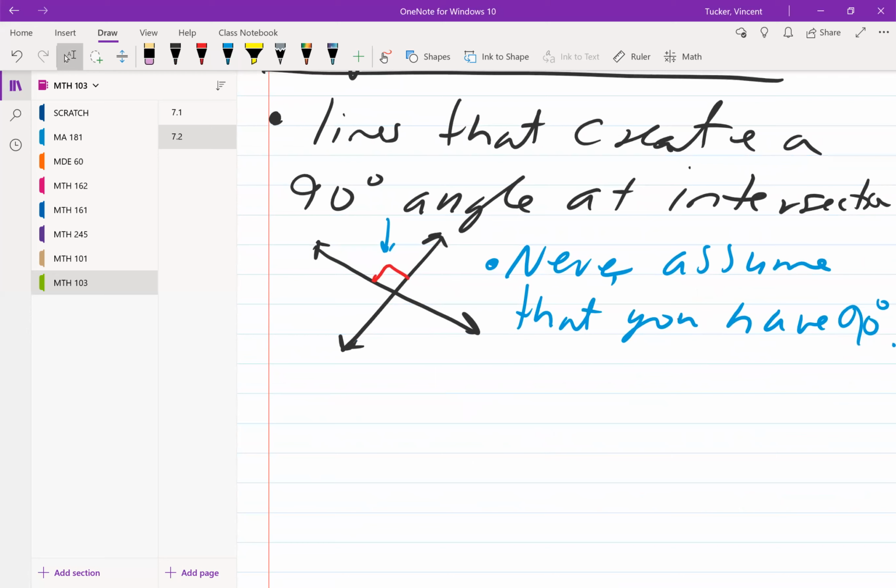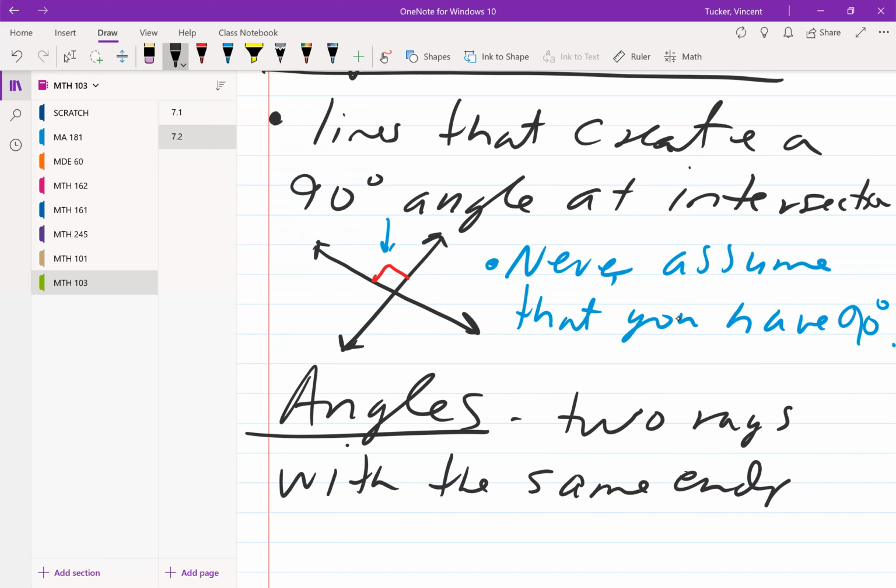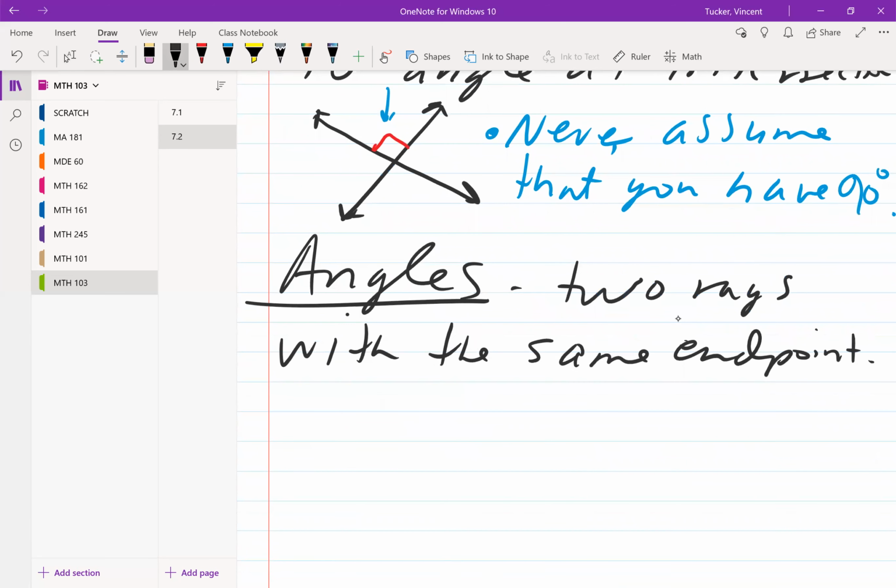All right. Just two rays. So angles are just two rays with the same endpoint. And that endpoint is your vertex.